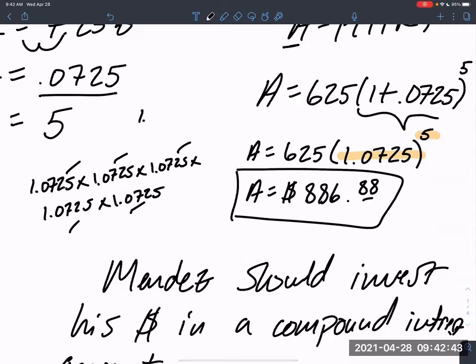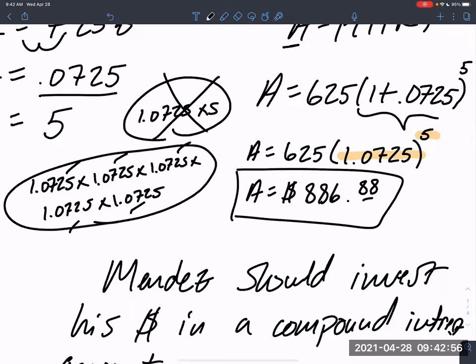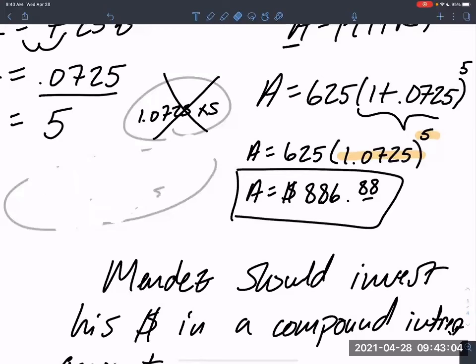Not 1.0725 times 5. No. This one. You know that little meme with Drake, the no and then the yes? This is the yes right here. Okay? But, again, I showed you how to do it the other way, just in case you are a little worried, okay?